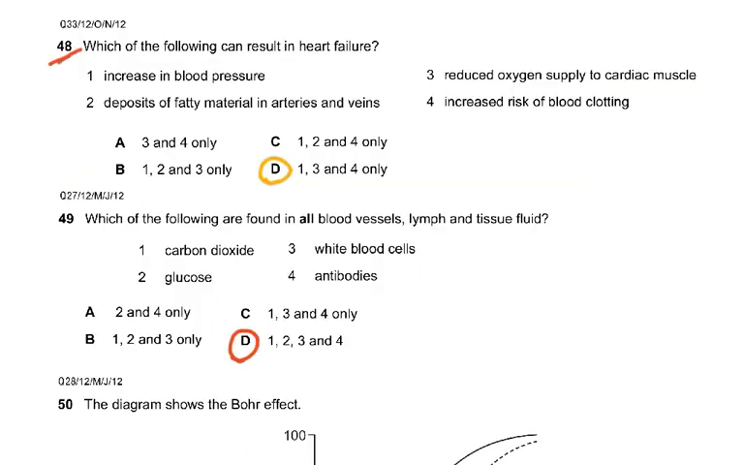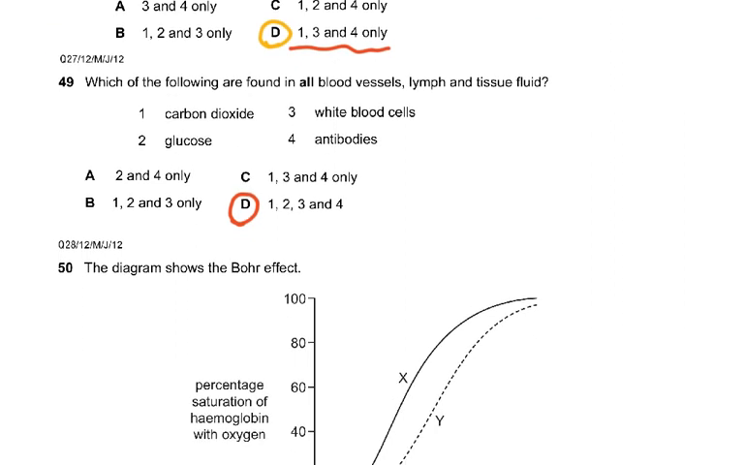48. Which of the following can result in heart failure? 1, 3, and 4. 1 is increased blood pressure, 3 is reduced oxygen supply to the cardiac muscle, and 4 is increased risk of blood clotting. This has now actually been removed from the syllabus.